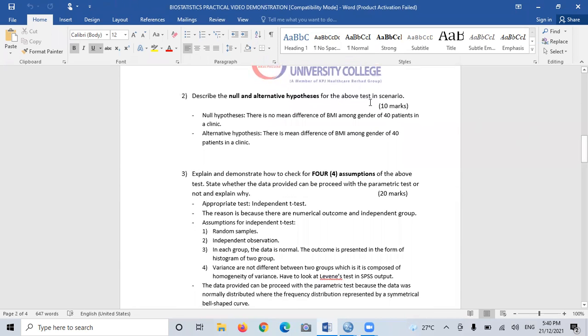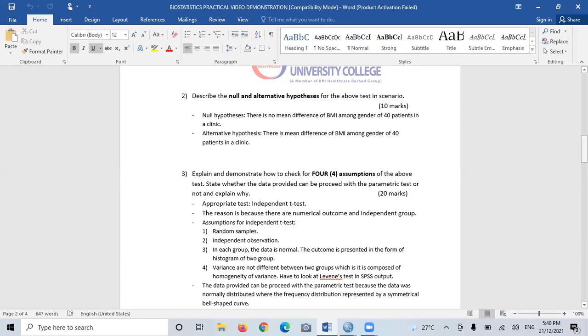The second question is to describe the null and alternative hypothesis for the above test in the scenario. For the null hypothesis, there is no mean difference of BMI among gender of 40 patients in a clinic. So that means there is no mean difference. And for the alternative hypothesis, there is a mean difference of BMI among gender of 40 patients in a clinic. So it means there is a mean difference, ada perbezaan.